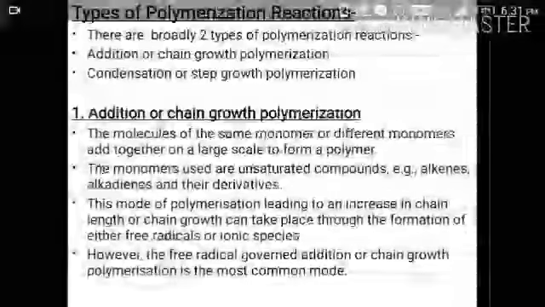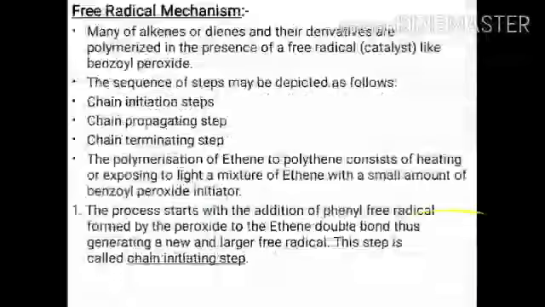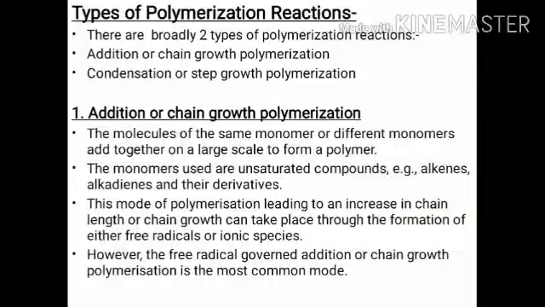Now first we have to study the types of polymerization reaction. There are two types of polymerization reaction. First one is addition, or we can say chain growth polymerization, and second one is condensation polymerization, or step growth polymerization. In addition polymerization, monomer units combine together and form a polymer. The monomer units may be the same or different. If they are the same, it is called a homopolymer. If they are different, it is called a copolymer.